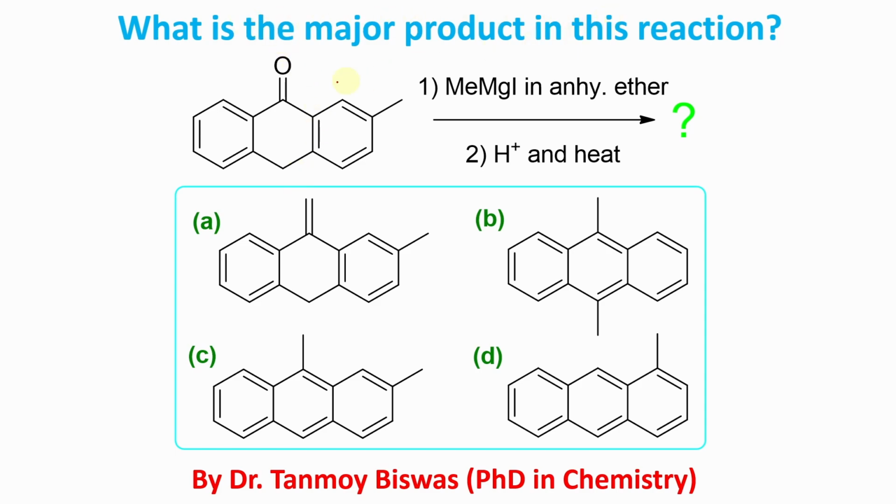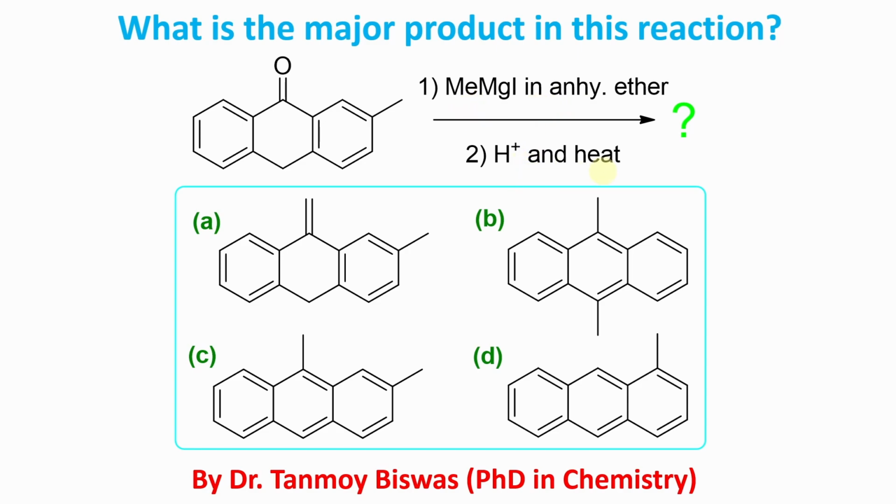Now what is the major product of these reactions? If you look at it, it is actually a three-ring system fused together, with benzene on both sides and a double bond. It reacts with methyl magnesium iodide in anhydrous ether. This is Grignard's reagent, and the second step is H plus and heat.